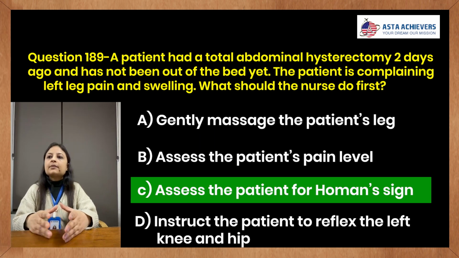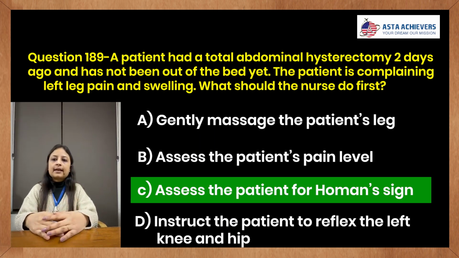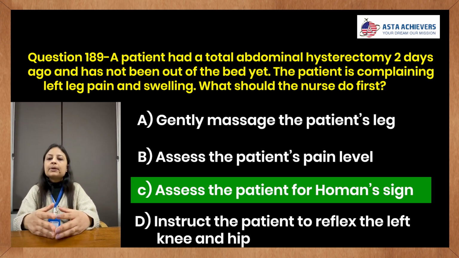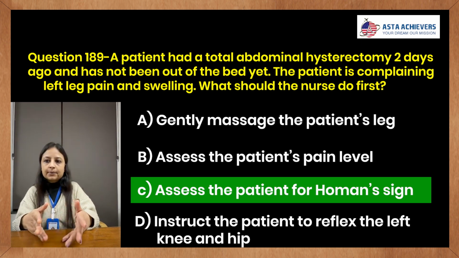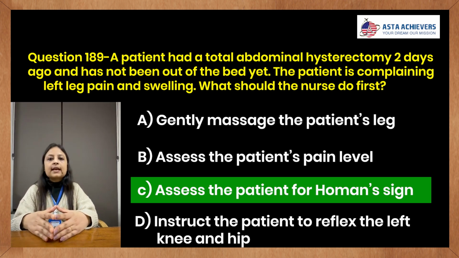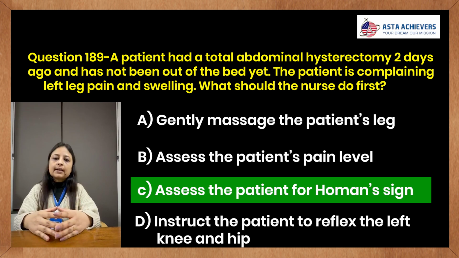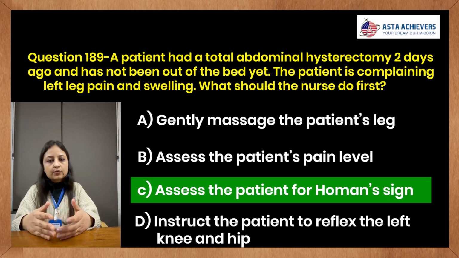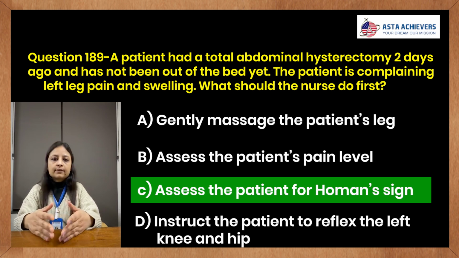Question 189. A patient had a total abdominal hysterectomy 2 days ago and has not been out of bed yet. The patient is complaining of left leg pain and swelling. What should the nurse do first? Option A, gently massage the patient's legs. Option B, assess the patient's pain level. Option C, assess the patient for Homan sign. And option D, instruct the patient to flex the left knee and hip.